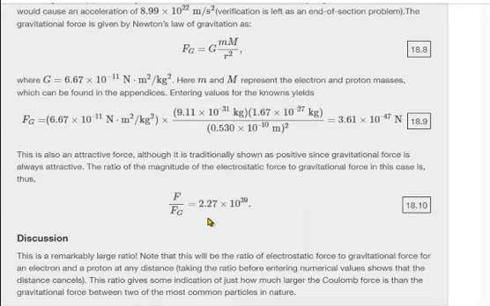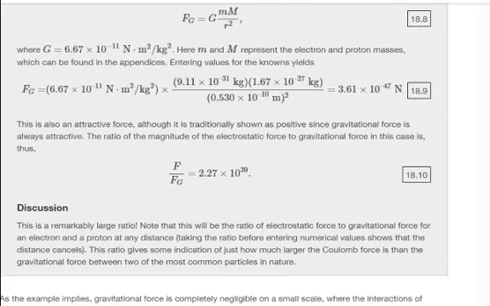And here it is, which means that the Coulomb force is 2.27 times 10 to the 39 larger than the gravitational force. And here it says this is a remarkably large ratio. Note that this is the ratio of the electrostatic force to the gravitational force. The Coulomb force between charges, the electrostatic force, is huge compared to gravitation.